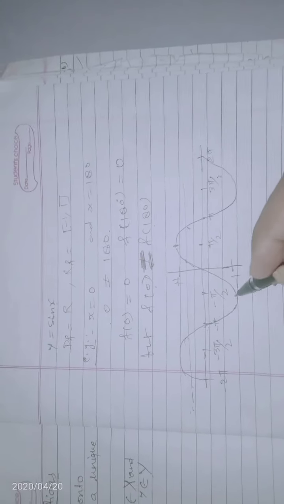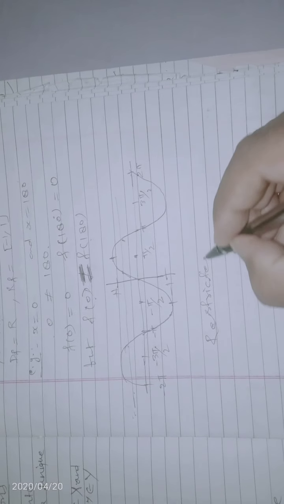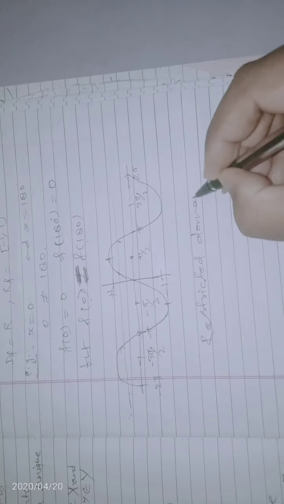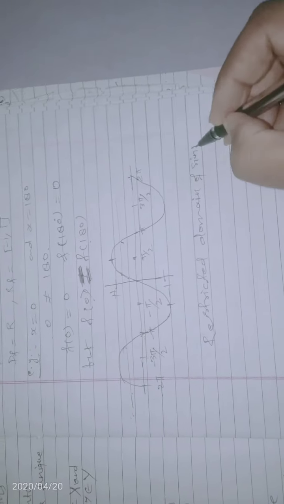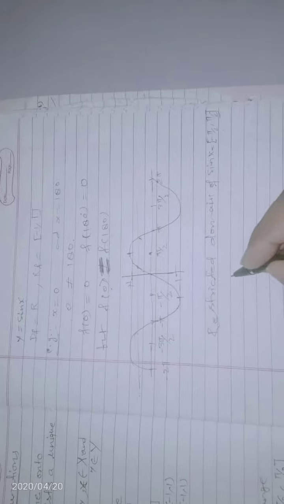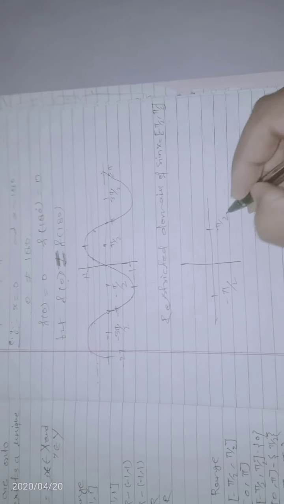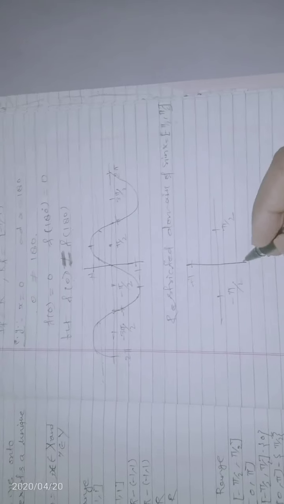For sin we restrict the domain to minus pi by 2 to plus pi by 2. So the restricted domain of sin x is minus pi by 2 to plus pi by 2. In that interval, the function will be invertible. If you take the graph in that interval, this is minus pi by 2 and this is plus pi by 2, this is plus 1 and this is minus 1.